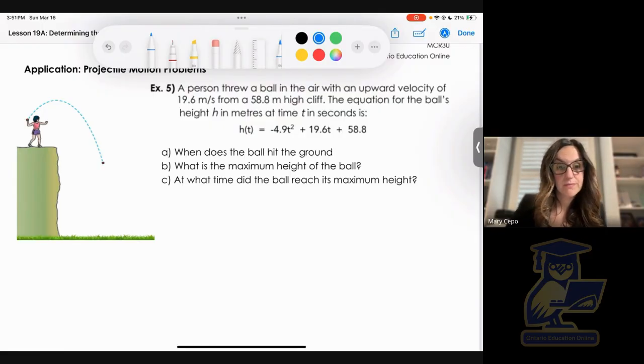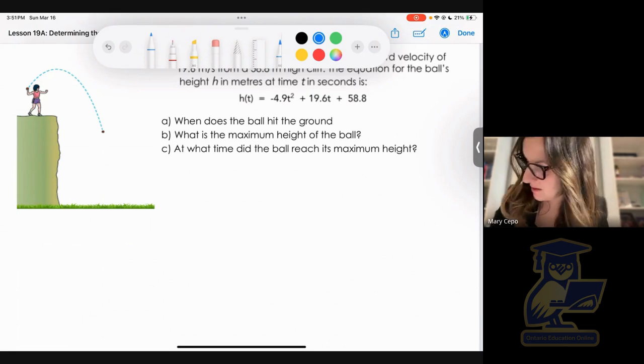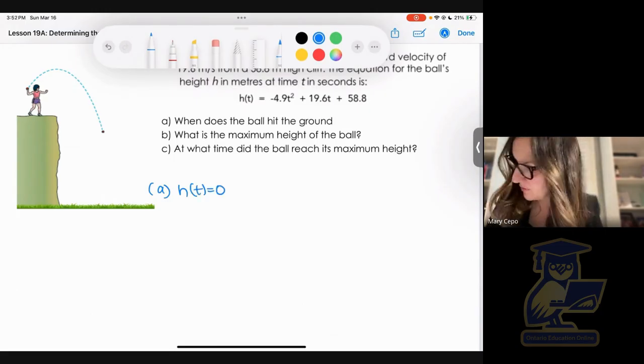That's where you have to determine what the maximum height of the ball is and what time the ball reaches its maximum height. So again, anytime we know the ball is hitting the ground, we know we have to let the height equal 0. So let's do that. For A, h of t has to equal 0. Therefore, we would have 0 is equal to negative 4.9 t squared plus 19.6 t plus 58.8.